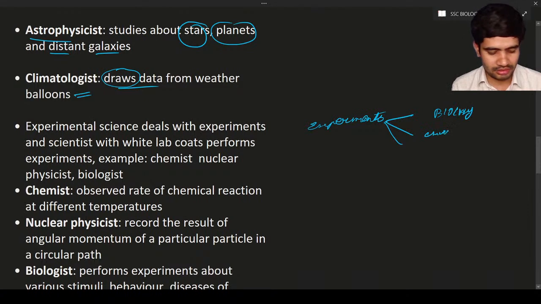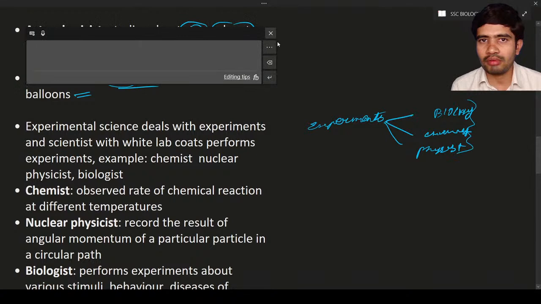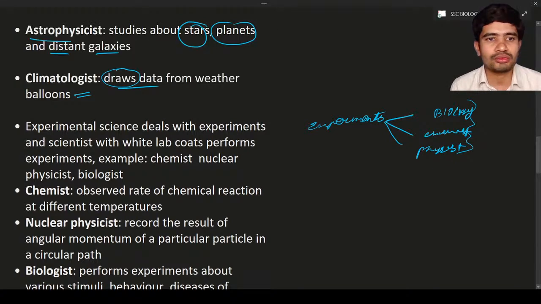Chemist, next physicist, next botanist, and so on. So these are all the people who do some kind of research experiments, and they explain the outcomes. First of all, what is the main use of the chemist?